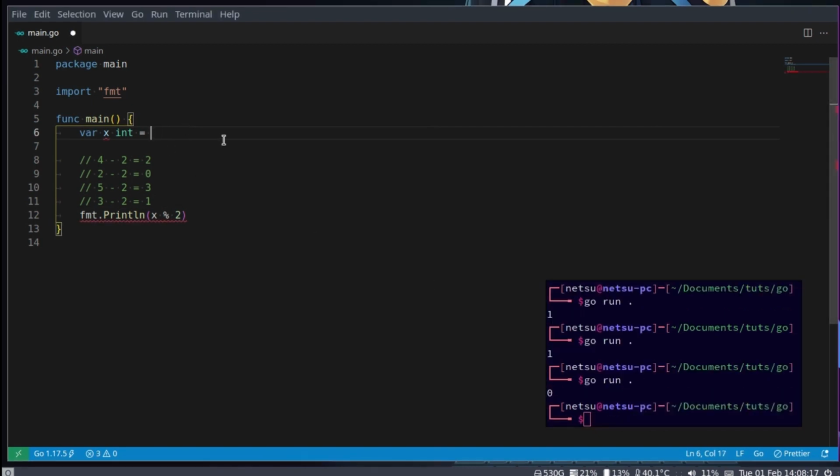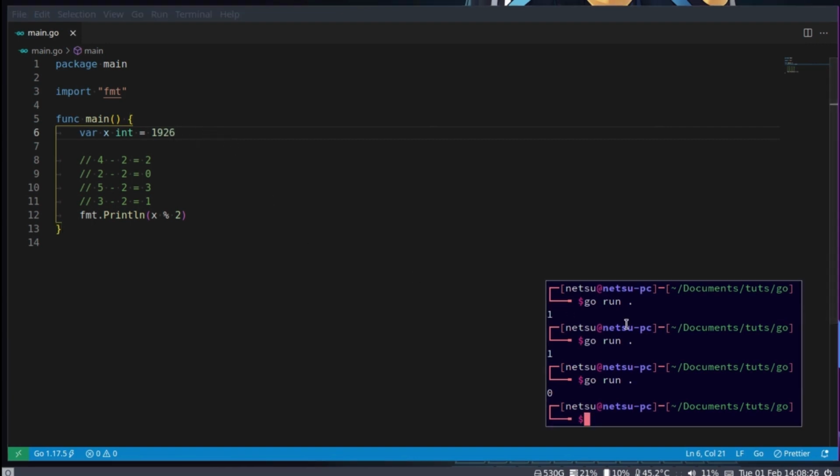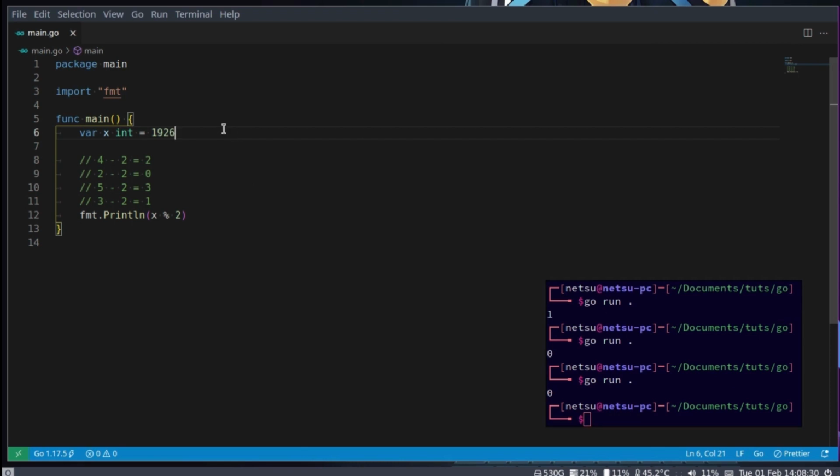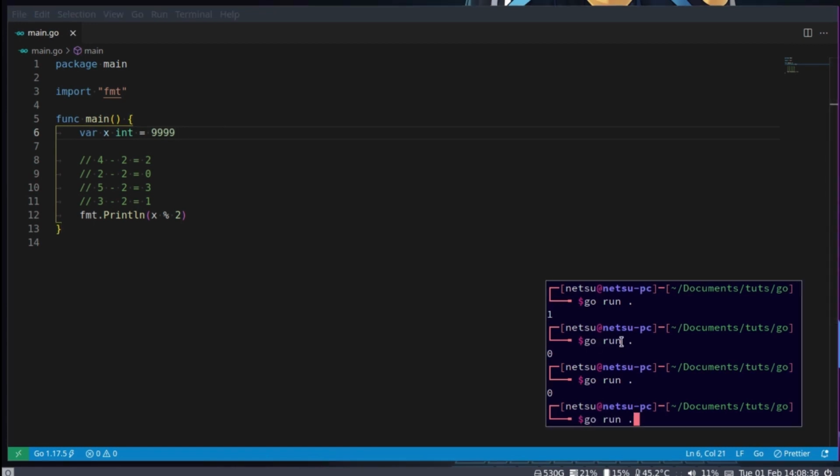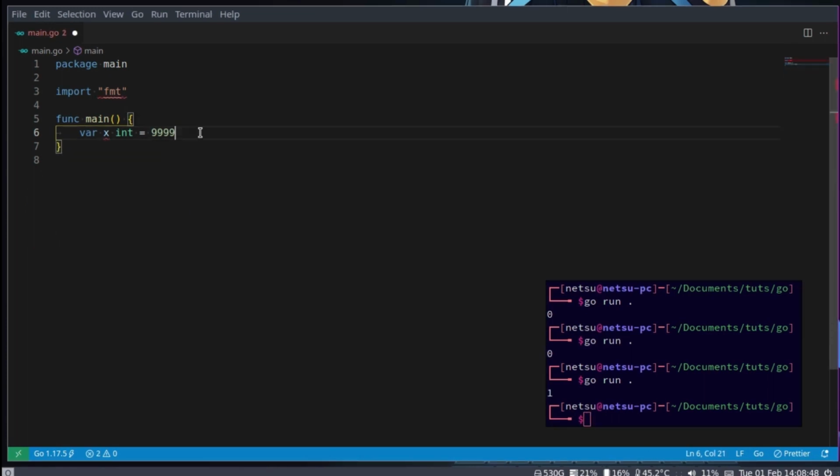If I were to make this 1920, which is an even number, or let's make it even cooler, 1926, if that is an even number, we'll get 0. But if I were to change this to 9999, then that is not an even number, and we'll get this. As simple as that.